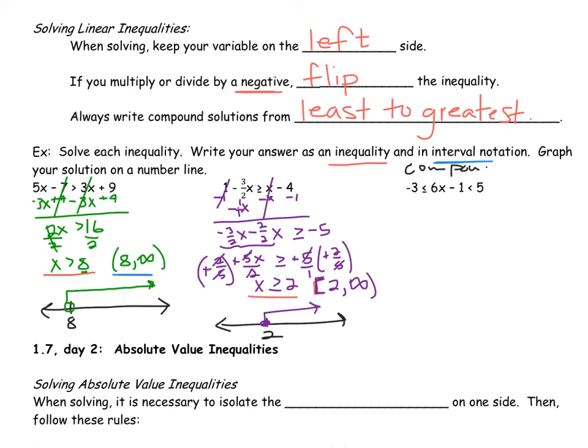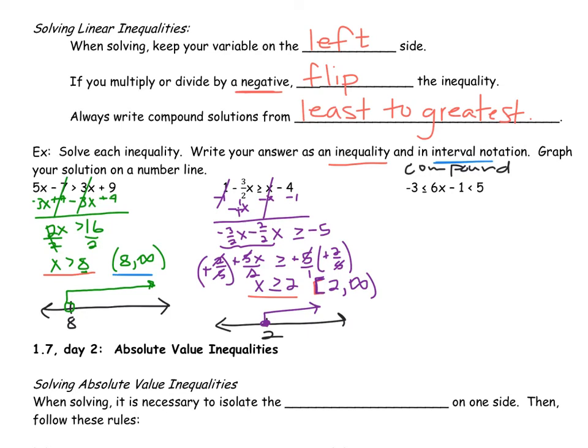Our last example is called a compound inequality. That means you have boundaries on each side. It's a compound inequality. What that means is we'll actually have a boundary number on each side, and we won't have that infinity. Let's see what we get.